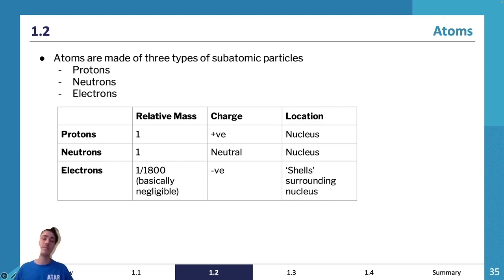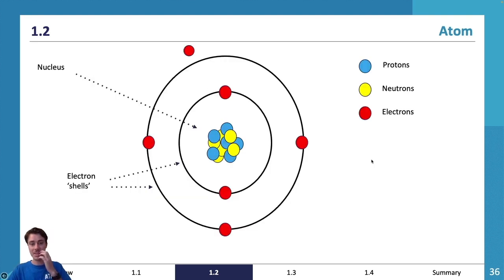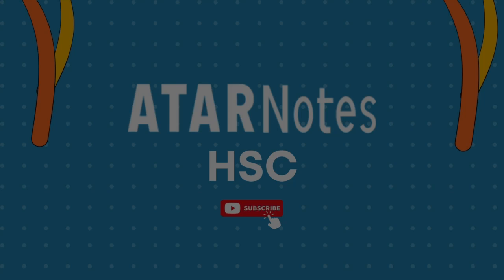Location is really important. Protons and neutrons are found in the nucleus. They make up the mass. Your mass is purely the nucleus of your atom. The electrons are found in the shells, which are surrounding the atom. So as you can see here, you have your nucleus in the middle. So right here, this is your nucleus.